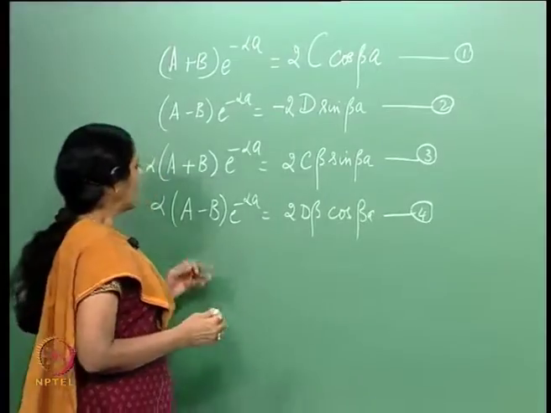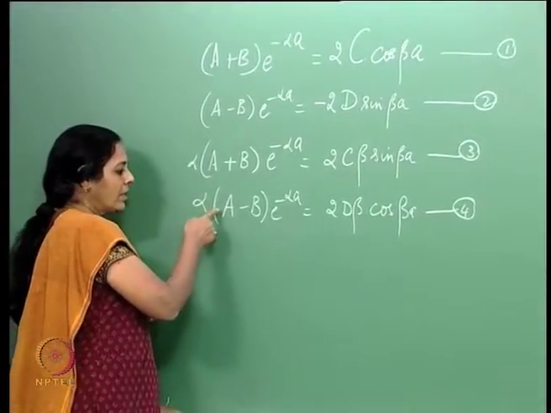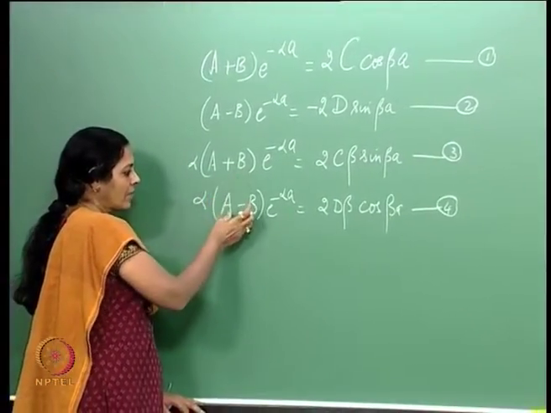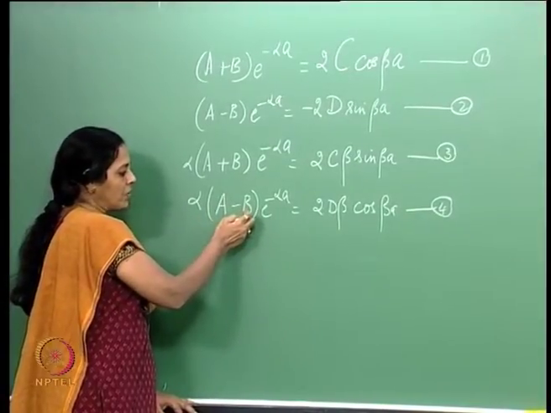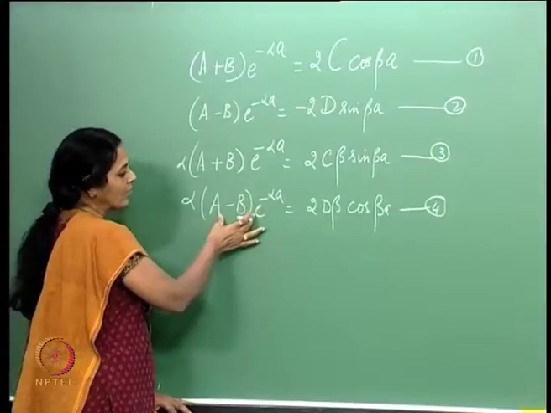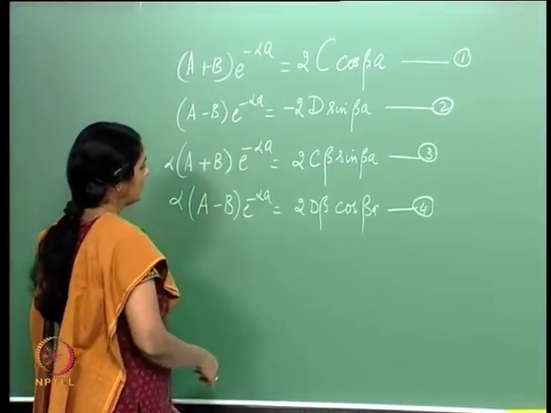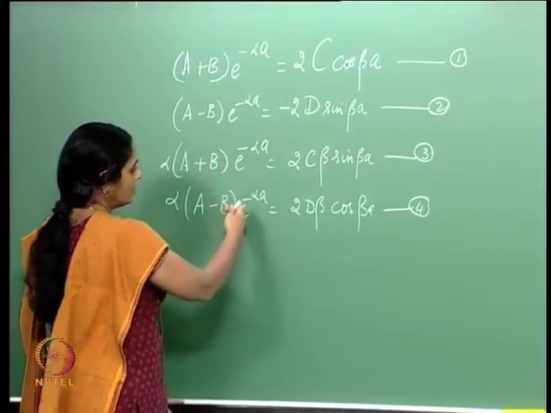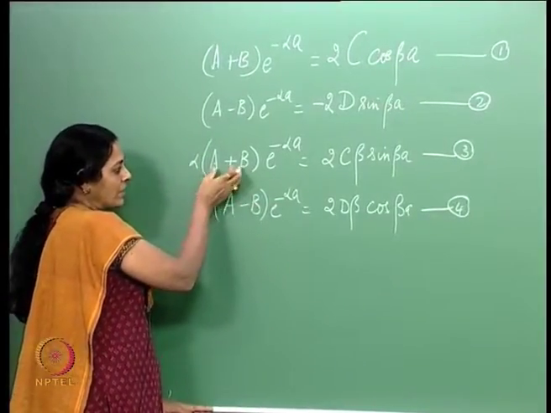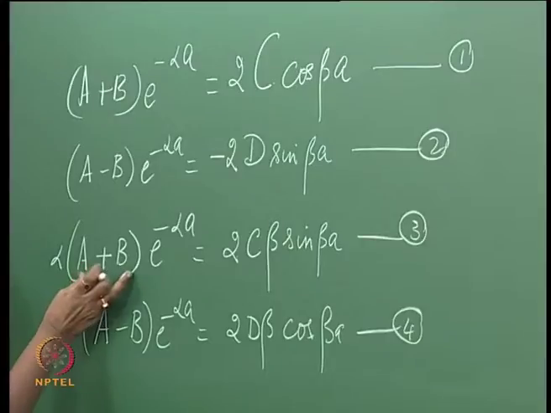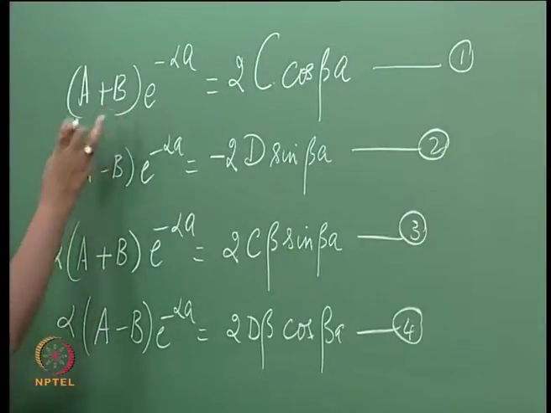depending on whether A was not equal to B. If A is not equal to B, then A minus B is not 0, and therefore I could divide 4 by 2 and that gave me one solution for alpha. If A is not equal to minus B, this does not disappear, and I could divide equation 3 by equation 1. That gave me another solution for alpha.